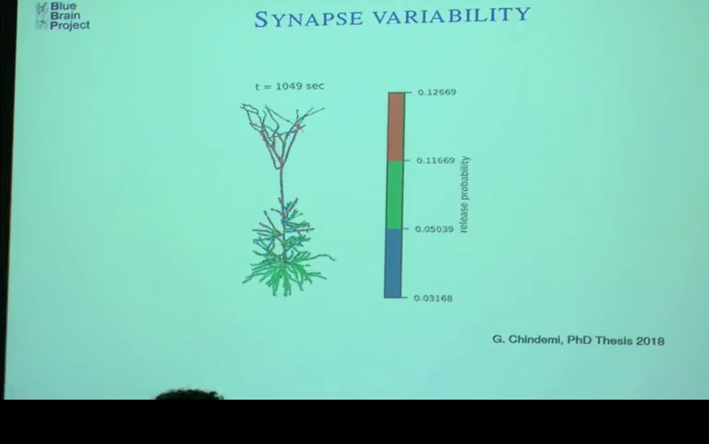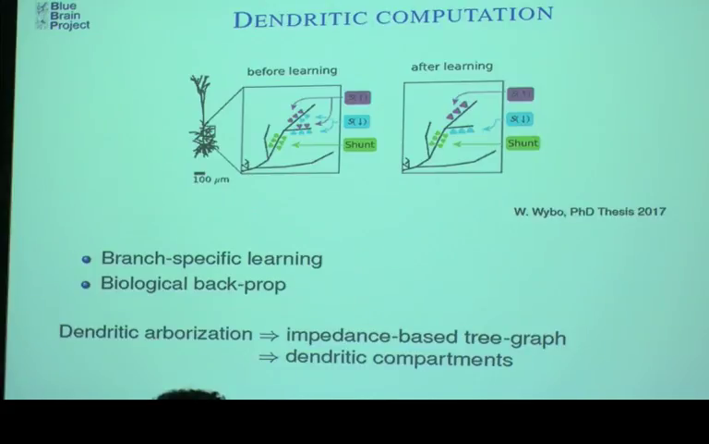What I've been talking about for the last few slides is work from the recent PhD thesis of Giuseppe Kindemi, one of the PhD students at the Blue Brain Project. In another thesis project by Willem Widbo, he was looking at what the dendrites are actually doing. It's a relatively recent discovery that the dendrites are not just acting as wires going directly to the soma, blindly transmitting signals. There's actually computation going on in the dendrites. There are groups of dendrites working together as processing units, taking information in.